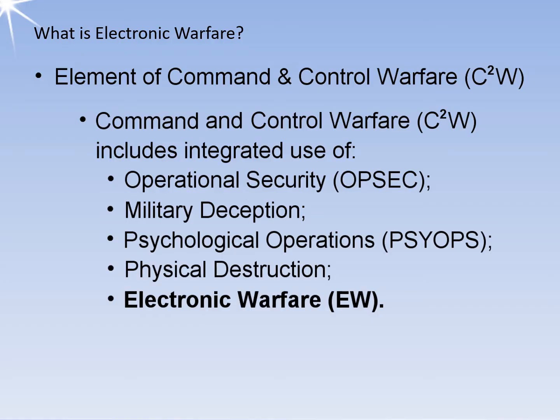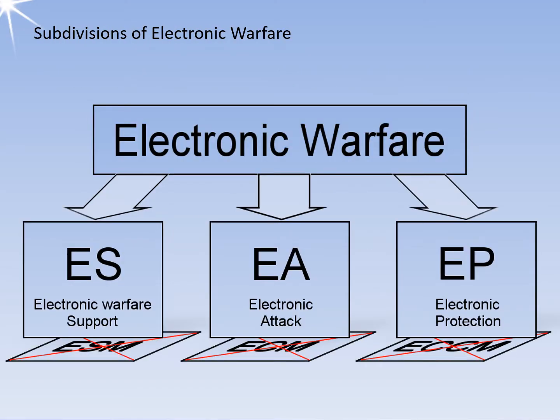Electronic warfare is defined as the art and science of preserving the use of the electromagnetic spectrum for friendly use while denying its use to the enemy. Electronic warfare consists of three major subdivisions. Electronic warfare support, ES, is the old electronic support measures, ESM. Electronic attack, EA, includes the old electronic countermeasures, ECM. Electronic protection, EP, is the old electronic counter-countermeasures, ECCM.